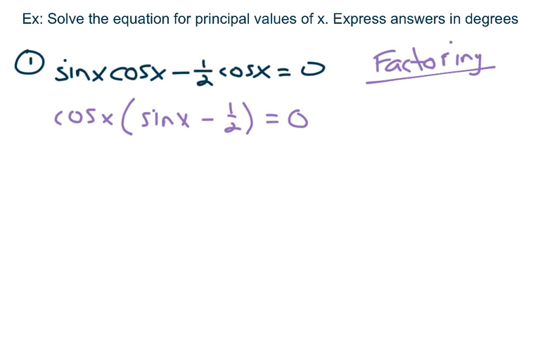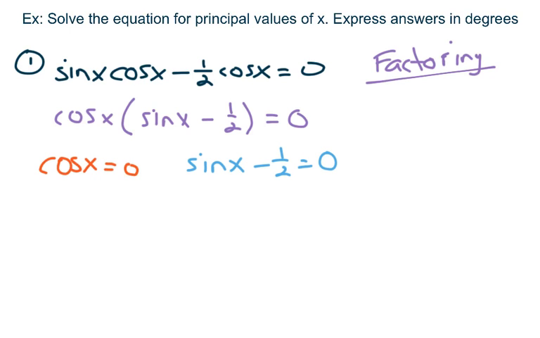So now that we've got our equation factored, we can set each factor equal to 0. This goes back to the zero product property. Cosine of x is a number. Sine of x minus 1/2 is also a number. We're taking one number times the second number, and our answer is 0, which means one of these two numbers must be equal to 0. So we can split this off into two separate equations. The cosine of x either needs to be 0, or the sine of x minus 1/2 needs to be equal to 0.